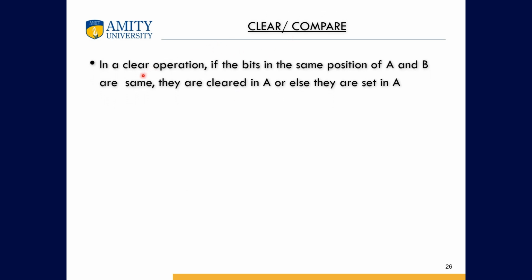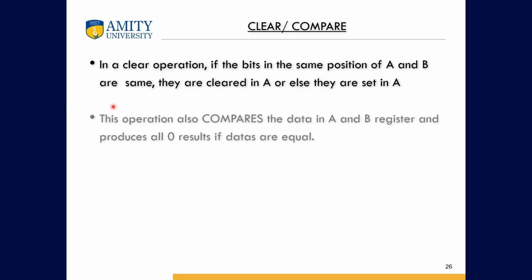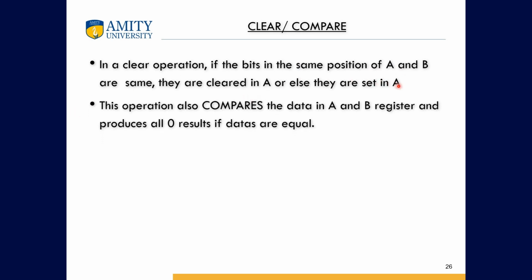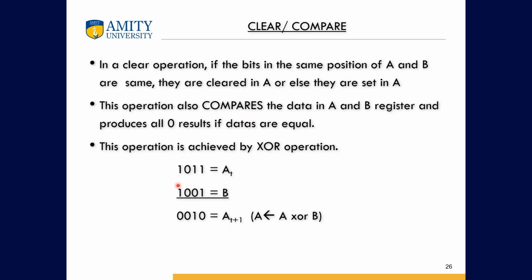Clear or compare. In this operation, if the bits in the same position of A and B are the same, they are cleared in A, or else they are set in A. So this basically compares the data in A and B, and it produces an all zero result if they both are equal. Hence, if A has 1 in the first bit and B is also 1, then it is set to 0. They both are 0 initially, so it's already 0. When they are not the same, then A is set as it is, but when they are similar bits, then it is set to 0.